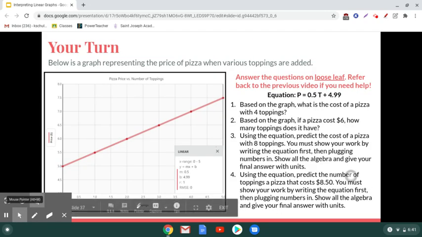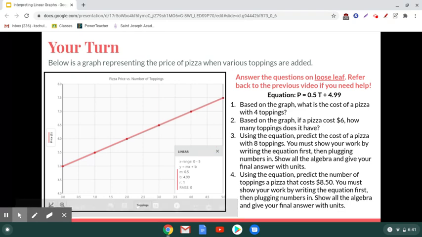So the last thing you're going to do, it says below is a graph representing the price of pizza when various toppings are added. Take a look here. It says answer the questions on loose leaf. Refer back to the previous video if you need help, meaning this video here. You're given the equation and the graph. The equation is P equals 0.5T plus 499. You are going to use the graph to figure out the cost of pizza when 4 toppings are added. Also using the graph, you're going to predict if the pizza costs $6, how many toppings does it have?